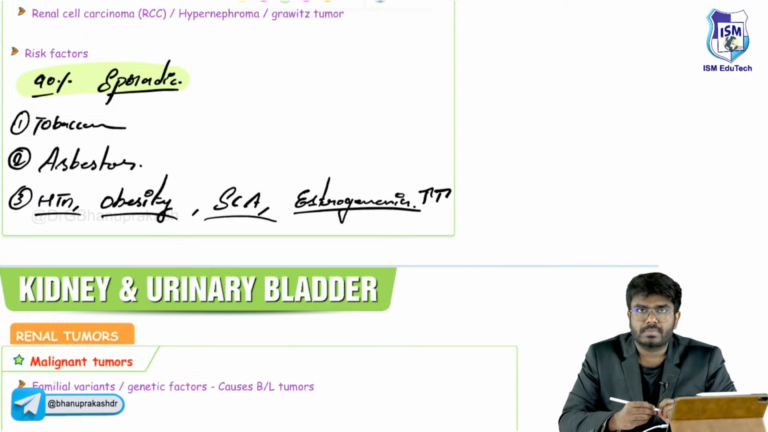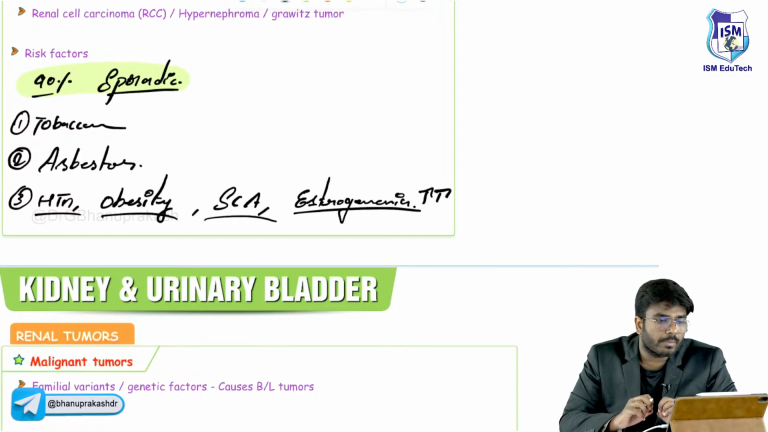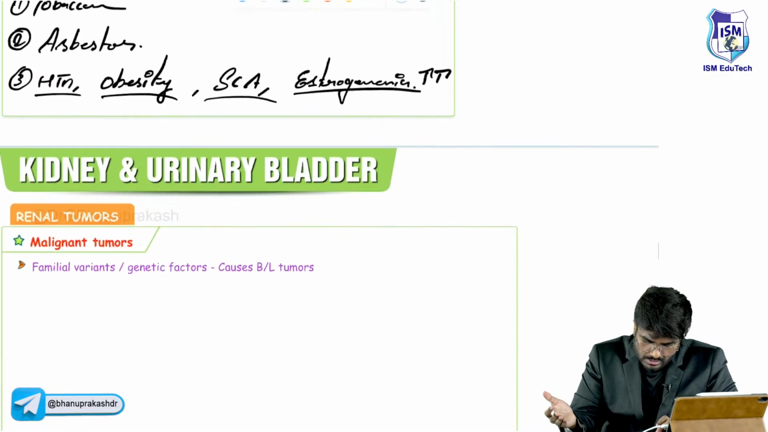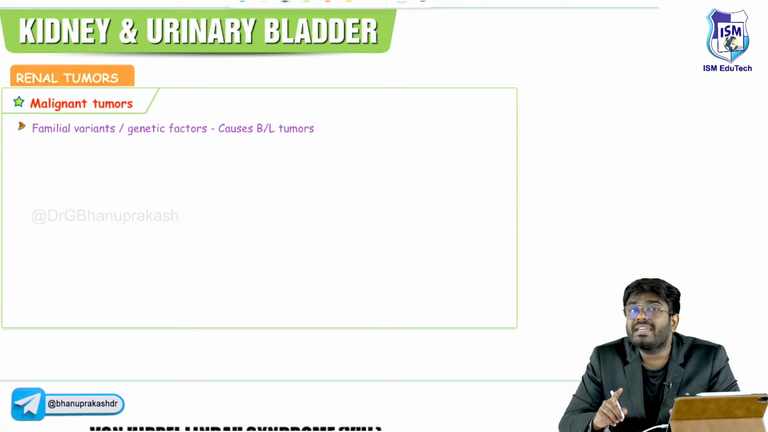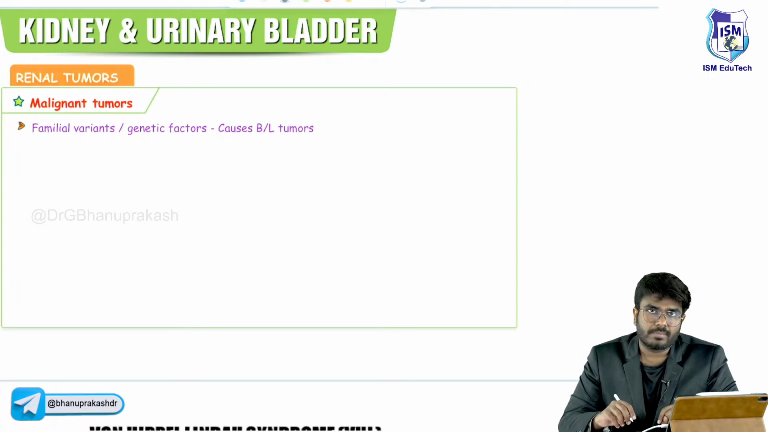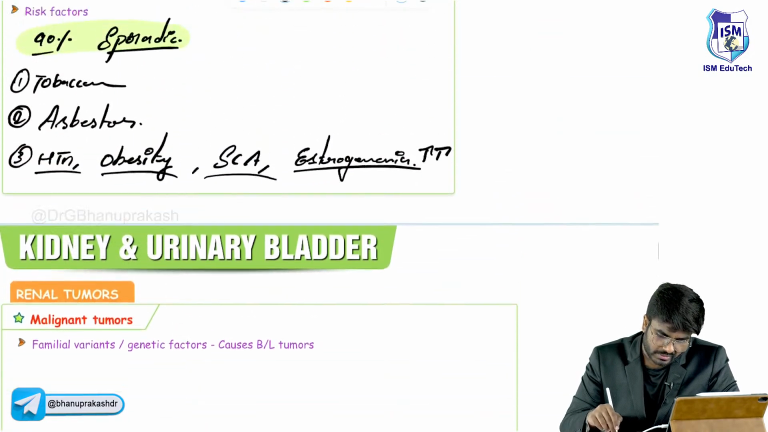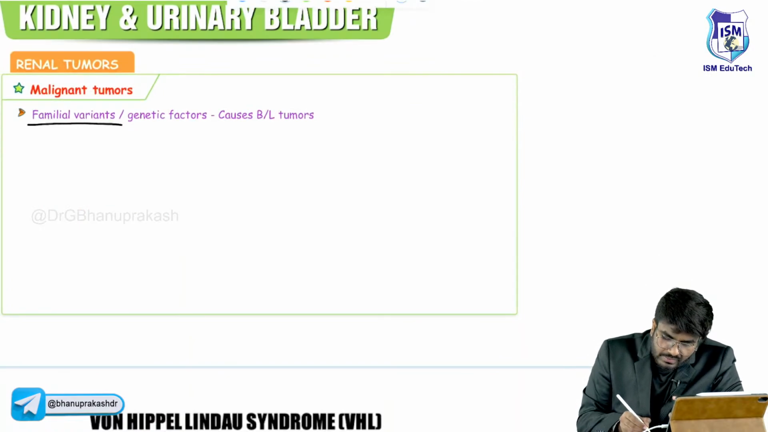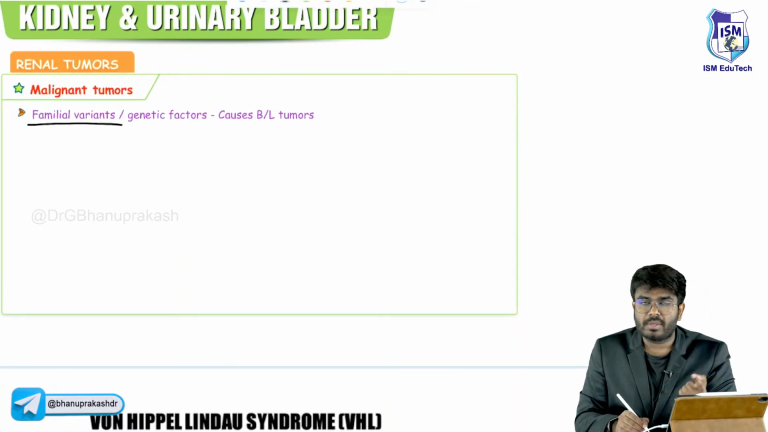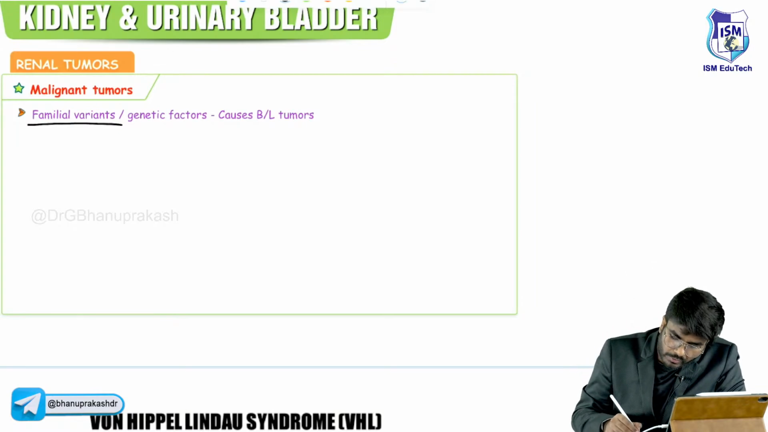The next important point is that renal cell carcinoma can also be familial, coming in families. In the familial variants, not one kidney but both kidneys are going to be affected. In the sporadic variant, there is unilateral involvement. In familial syndromes, it is bilateral, meaning some genetic involvement is there.